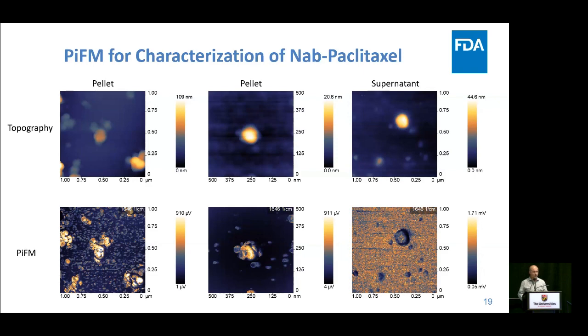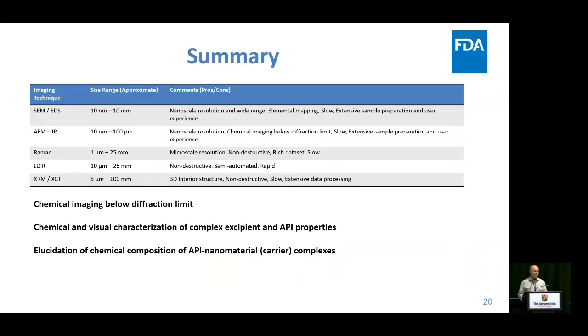Just a quick summary of what I wanted to cover. We saw a lot of examples of XRM, SEM, and EDS. It's very high resolution. You can do size, porosity, you can do density. But really, when it comes to obtaining chemical information, you need Raman. You can do IR, and you can do AFM-IR at high resolution.